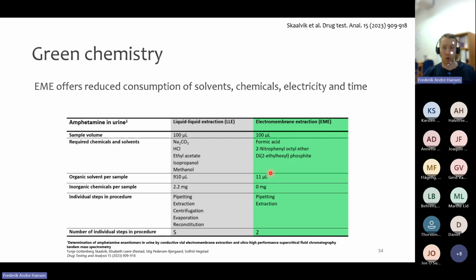In total, this consumes 11 microliters of solvent. We have no use of inorganic materials or chemicals, and we can use just 2 steps to perform the extraction. And here we have already decreased the amount of organic solvent almost 100 times compared to classical LLE, and we need far fewer steps, which can make the procedure a bit easier to handle.